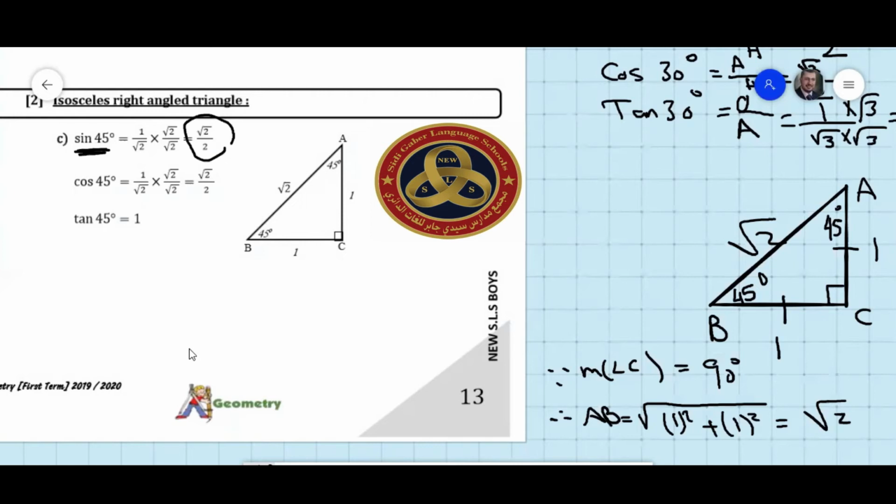Okay? By the same way, how do we get the cosine? Cosine 45 is adjacent over hypotenuse. The adjacent is 1 and the hypotenuse is root 2. So by the same way, it will be root 2 over 2 in the simplest form.